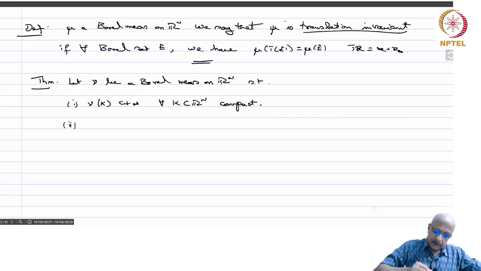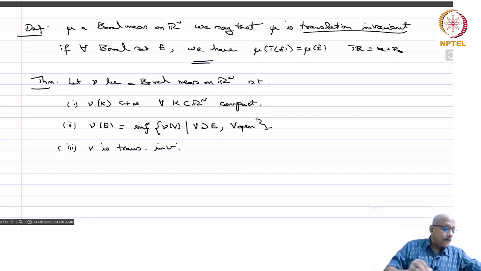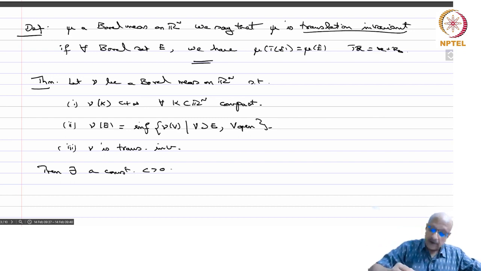2. Regularity. So nu of E equals the infimum of nu of V, V contained in E, V open. 3. Nu is translation invariant. Then there exists a constant C greater than 0 such that nu of E equals C times Mn of E for every E Borel.